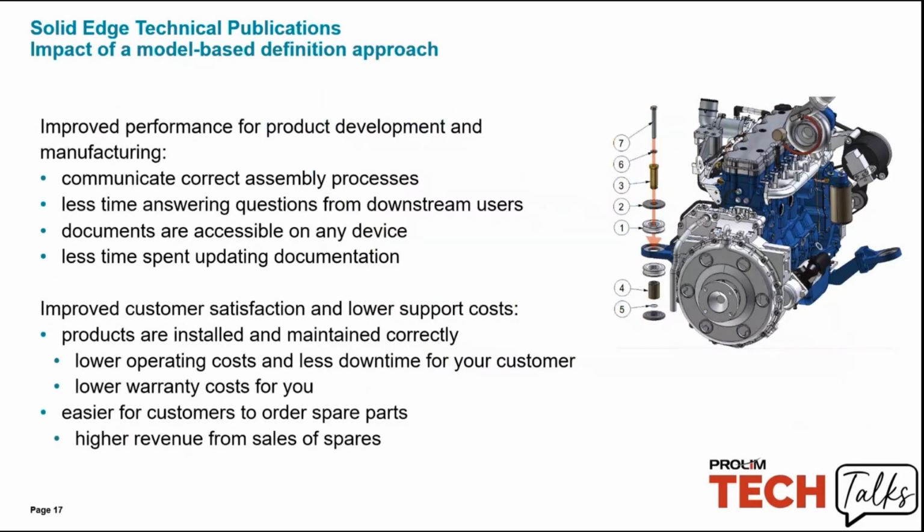Technical publications has beneficial impacts both internally for manufacturing companies, helping them improve their product development and manufacturing performance, and externally, helping their customers to maintain products correctly. This results in lower warranty costs and higher customer satisfaction. If we look at just the internal impact, manufacturers can benefit from improved performance in their product development and manufacturing processes, in ways of easily understood documentation that communicates the correct assembly process. Designers are going to then spend less time answering questions from downstream users. That documentation is also created in an easy to consume format, accessible on almost any device.